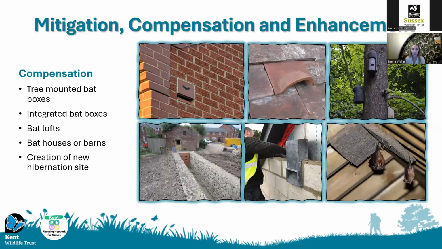Compensation measures should be like for like. Therefore, if you are losing a bat roost in a roof space, you can't put up bat boxes in trees. The applicant would need to replace that roof space, which is often done through the creation of a bat loft or bat barn. Other roost provision measures can include bat roof and ridge tiles or integrated bat tubes. Basically, if you're going to lose a bat roost, you need to put it back one way or another on a like-for-like basis.